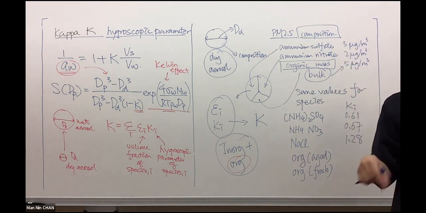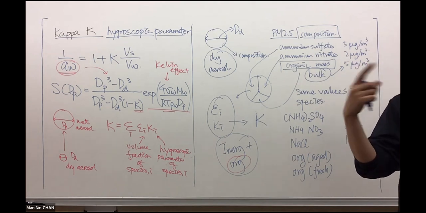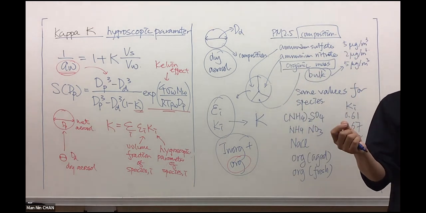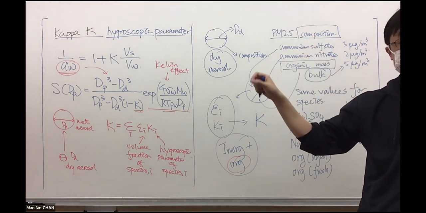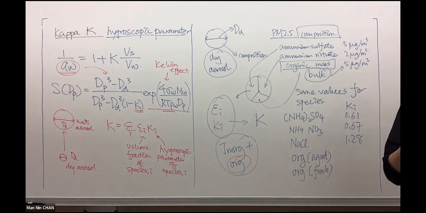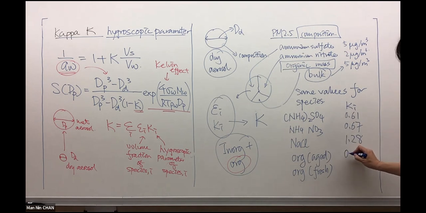an organic staying in the air for a longer time will likely go through some oxidation. They will become more oxygenated, so that means they have more polar functional groups. Therefore, they will uptake more water. Okay. So therefore, they will have a higher kappa value.